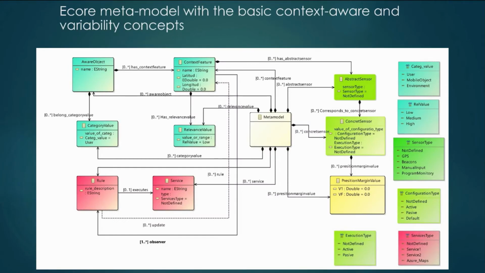Okay. Here we have a view of our meta model. It includes where object, context feature, relevance value, and all of the considerations of our taxonomy. Okay? It is important to remark that we have to define explicitly in this model, and we have to be very accurate to express what we need.